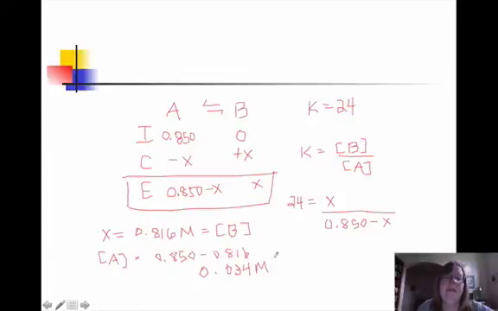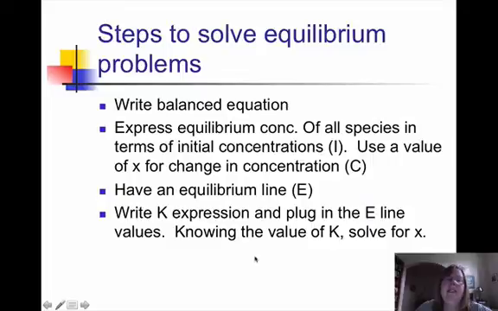Now let's see if these numbers make sense. B's concentration at equilibrium is 0.816 molar, and A's concentration has gone down to 0.034 molar. Well, our K is bigger than 1. It's 24. And so that means that equilibrium favors the concentrations on the product side. Is the product concentration higher than the reactant concentration? It is. So the final answer here is the concentration of B at equilibrium is 0.816 molar, and the final concentration of A at equilibrium is 0.034 molar. So let's take a minute and talk about these steps.